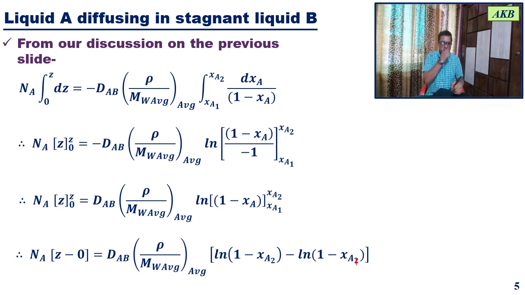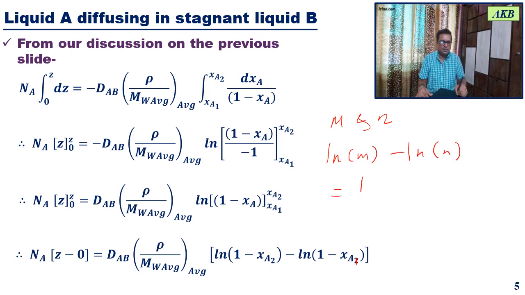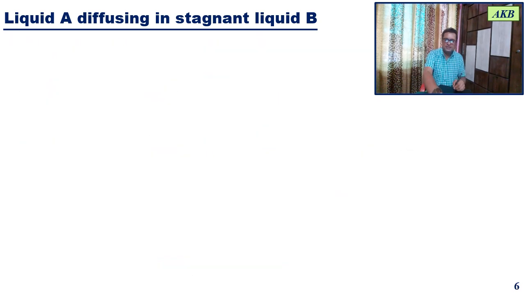Okay. So after this, in the next step, we will use a logarithmic identity. We know when you have two numbers, say m and n, and you have the case ln of m minus ln of n, this is nothing but ln of m upon n. So ln of 1 minus x_A2 minus ln of 1 minus x_A1, we will use the logarithmic identity for this term. Okay, so let us do that.